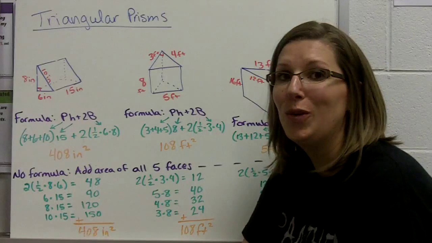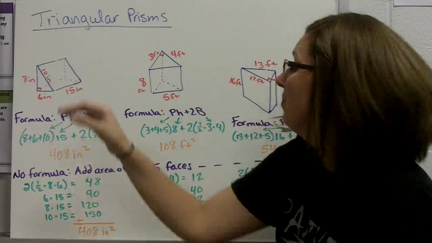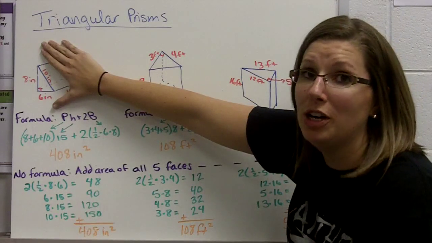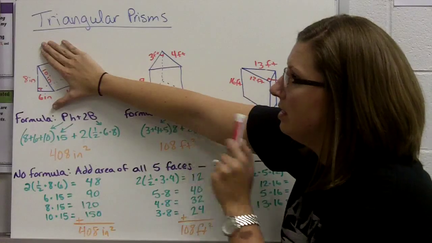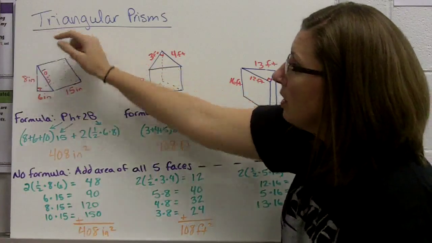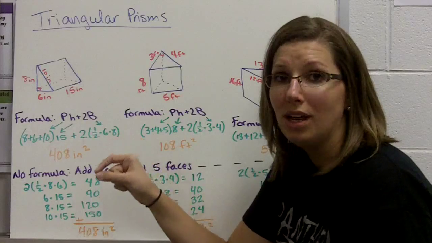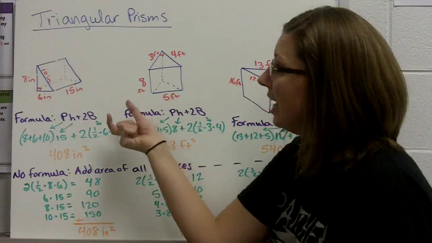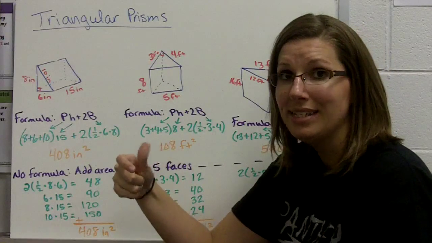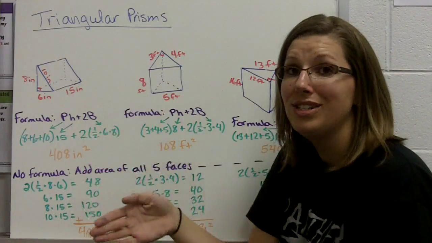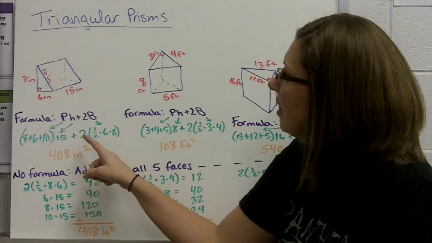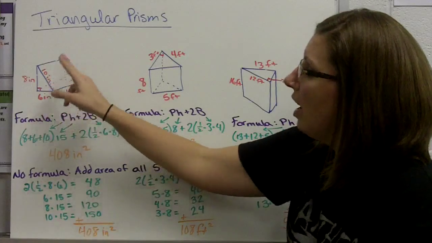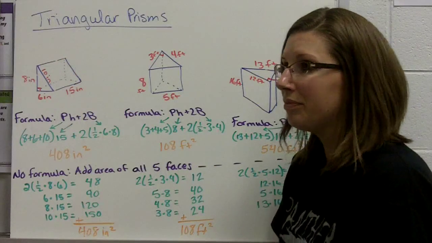Capital P stands for the perimeter of the base shape. So in this case, I need to find the perimeter of my triangle. 8 plus 6 plus 10. Then multiply that by the height of the prism. So this prism is 15 inches tall. If I were to take that prism, sit it on its base, you would see that the 15 inches is the height. Then I add that to 2 areas of the base.